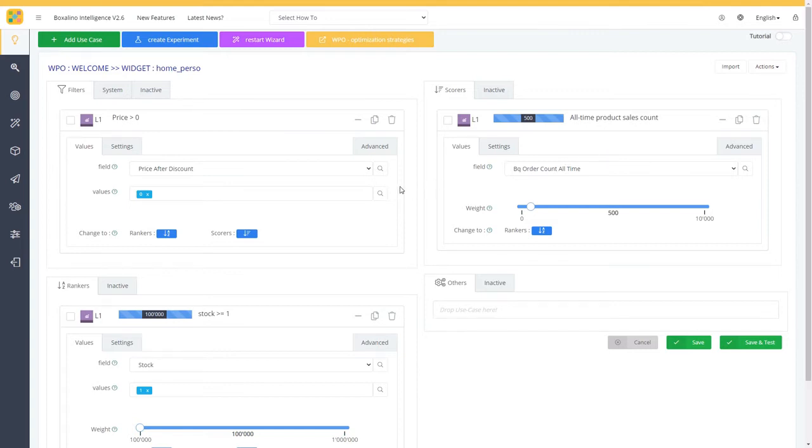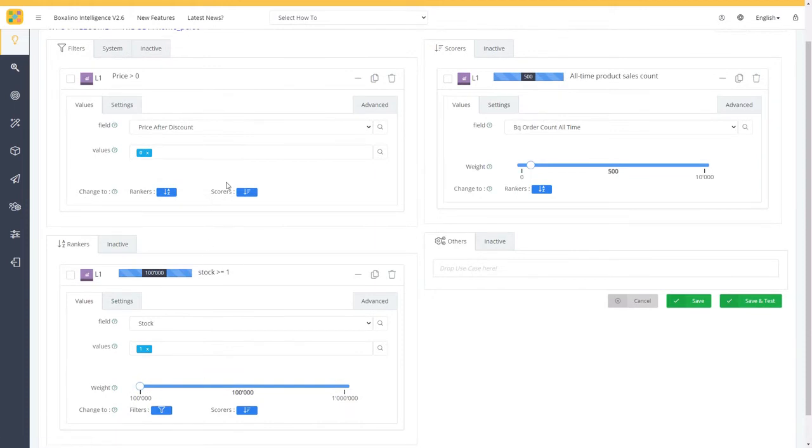Now, here what we can see is that we have 2 conditional use cases with the price and the stock. And we can see that because here we can move this to be a ranker, to be a scorer. We can move this to be a filter, to be a scorer. But here, in this all-time product sales count, we have actually only the possibility to put it to a ranker, but not to a filter. And that's an important concept to understand. So let's address it a little bit.